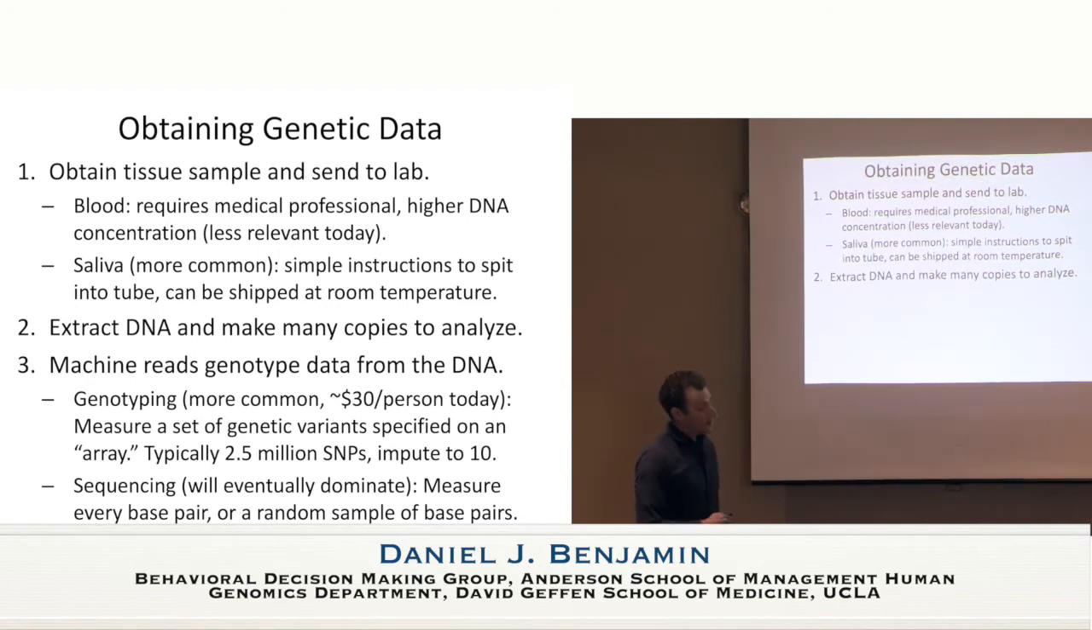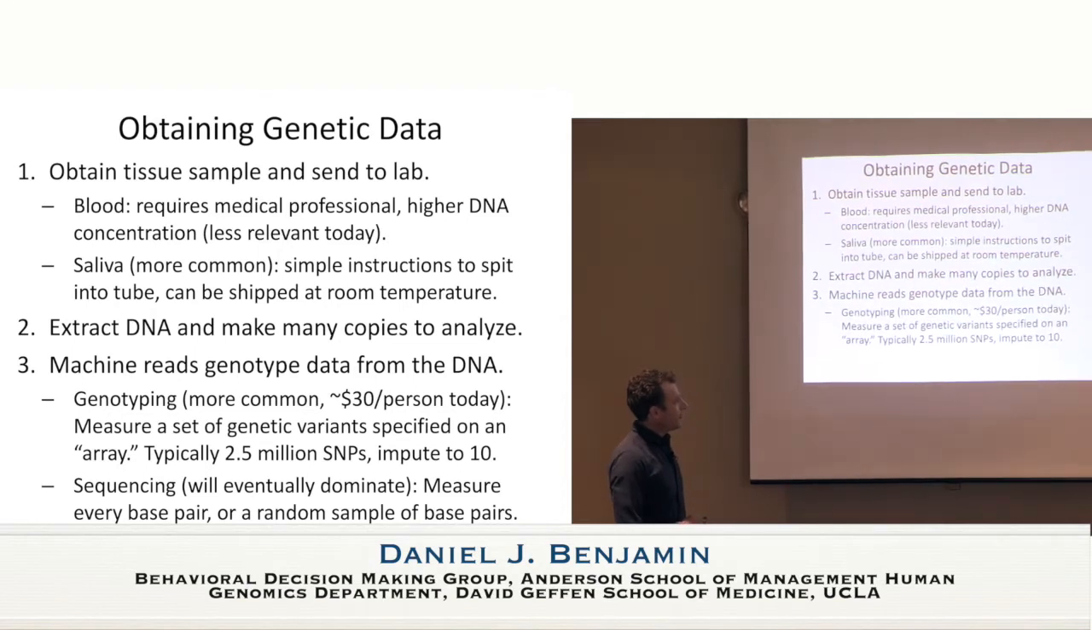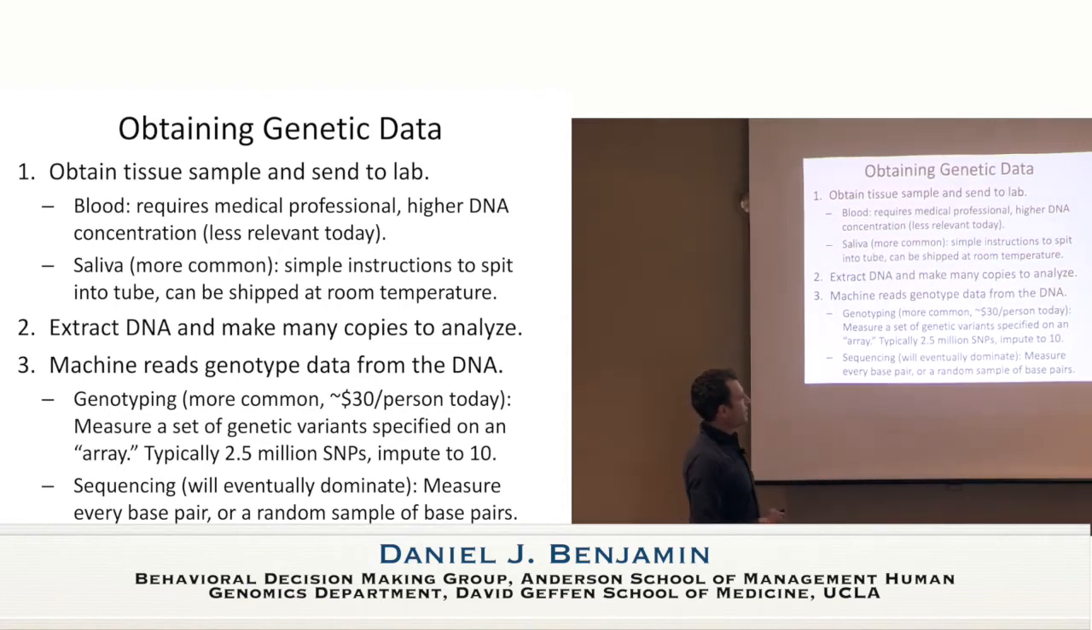And then when it gets to the lab, the DNA is extracted, it's copied many times, and then a machine reads the genotype data from the DNA. This is something that Andrea is going to talk about in more detail later today. The common approach today for the data we're going to be talking about is genotyping. It costs about $30 a person.